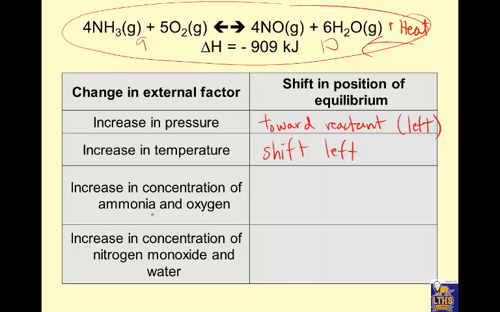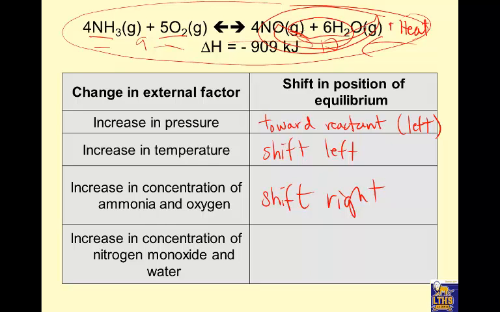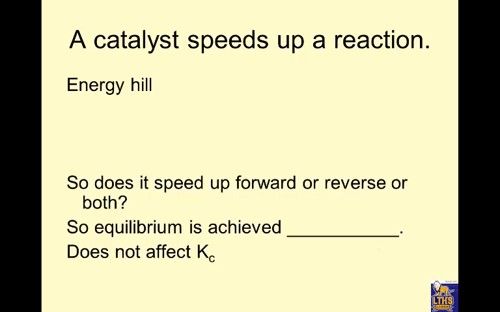If we increase the concentration of ammonia and oxygen, where's ammonia? Here, and oxygen there. That's going to be more collisions here, more stress here, shift away. Shift right. If we increase the concentration of nitrogen monoxide and water, so we increase here, that's stress on this side, it's going to shift away. Shift left.